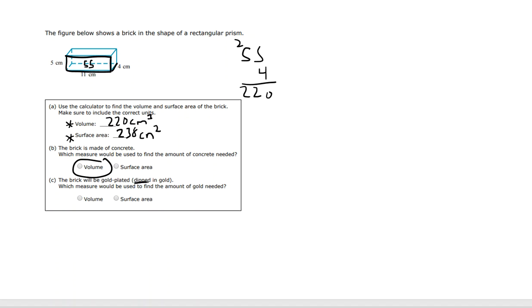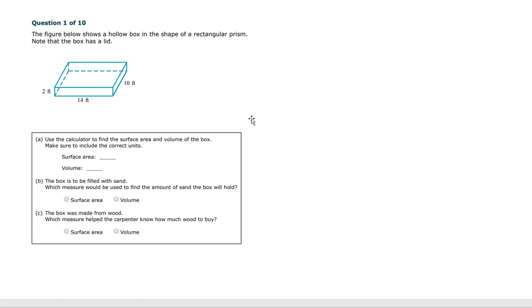That means it's going to be dipped in gold. That means that the surface is going to be covered in gold. So which measure would be used to find the amount of gold needed? We would say surface area. Okay, let's look at another one.